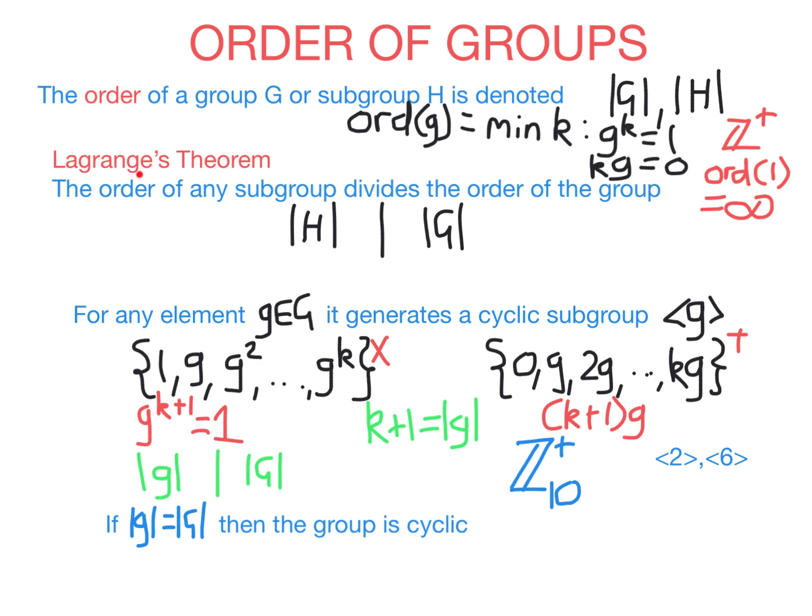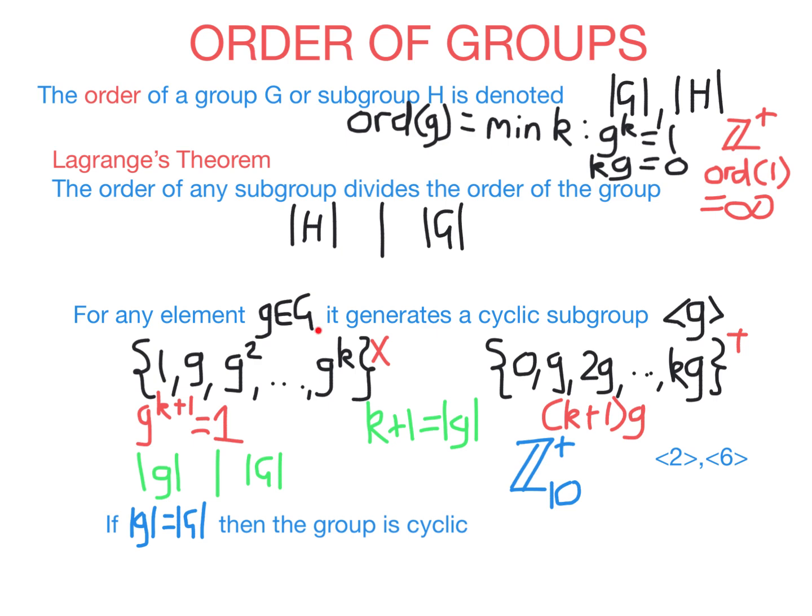Now, Lagrange's theorem is very helpful when we're looking at the order of groups. It says that for any subgroup, its order divides the order of the whole group. That's what this says here. Order of H, a subgroup, divides order of G, which is the whole group. There is an analogous rule for the order of an element. It turns out the order of an element also divides the order of a group. So let's look at why that is.